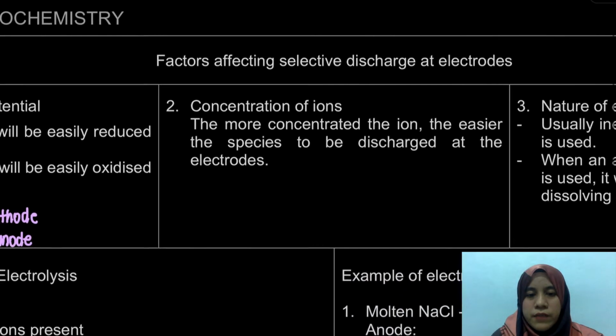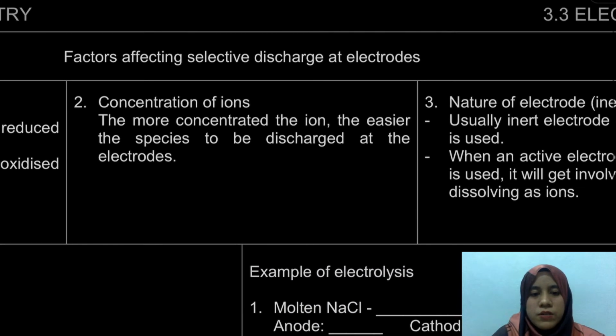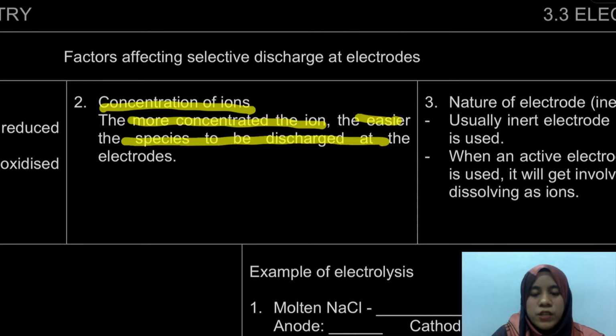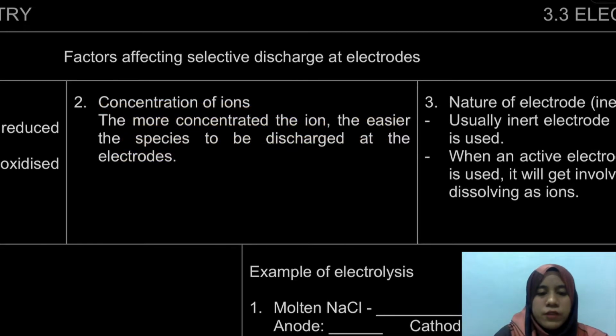Okay, the second factor that we're going to look at is the concentration of ion. The more concentrated the ion, the easier for the species to be discharged at the electrode. Here is for the case of halide ion. Halide ion for our electrolysis is usually Cl- or Br-.